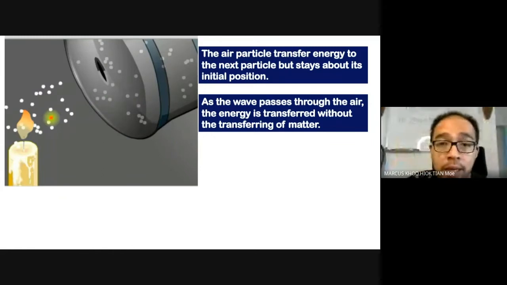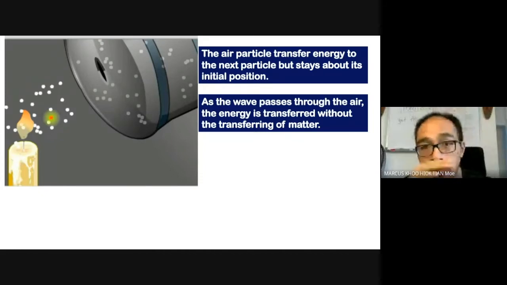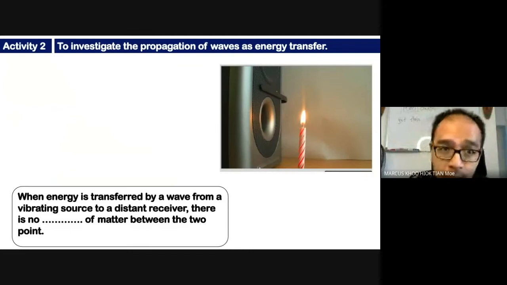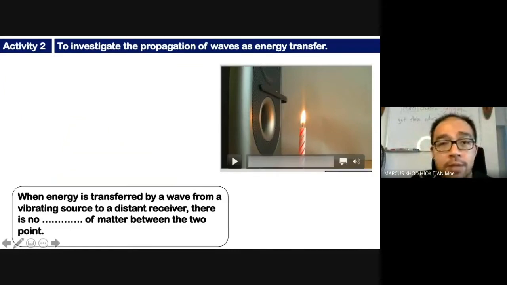Again, the fundamental of waves: waves transfer energy. I feel like I'm saying this too many times. Waves transfer energy without transferring matter. The matter stays the same. It's just transferring energy from one particle to another. It's not like musical chairs. So here's another one to investigate the propagation of waves as energy transfer.